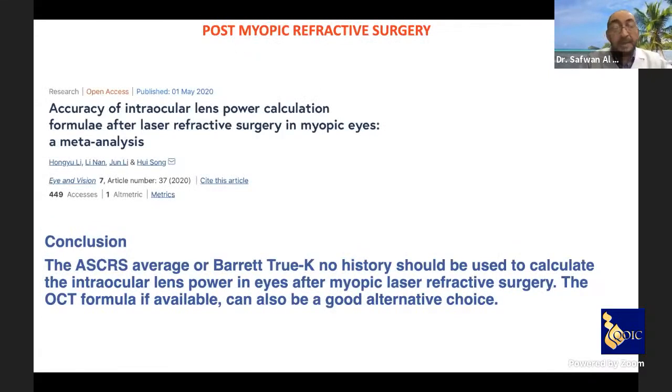I have 5 minutes. And post-myopic refractive surgery, a study compared the accuracy of intraocular lens power calculation formulas after laser refractive surgery in myopic eyes. They concluded that the ASCRS average or Barrett True K, no history, should be used to calculate the intraocular lens power in eyes after myopic laser refractive surgery. The OCT formula, if available, can also be a good alternative choice. So the ASCRS average or Barrett True K with no history shows high accuracy in comparison.